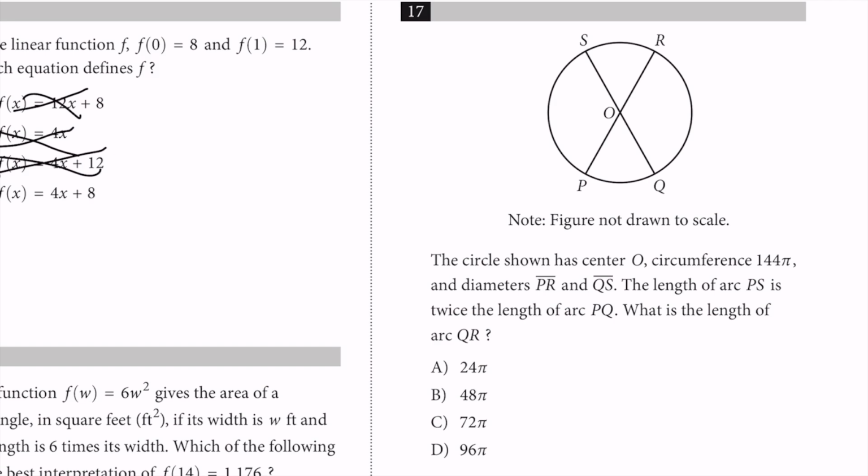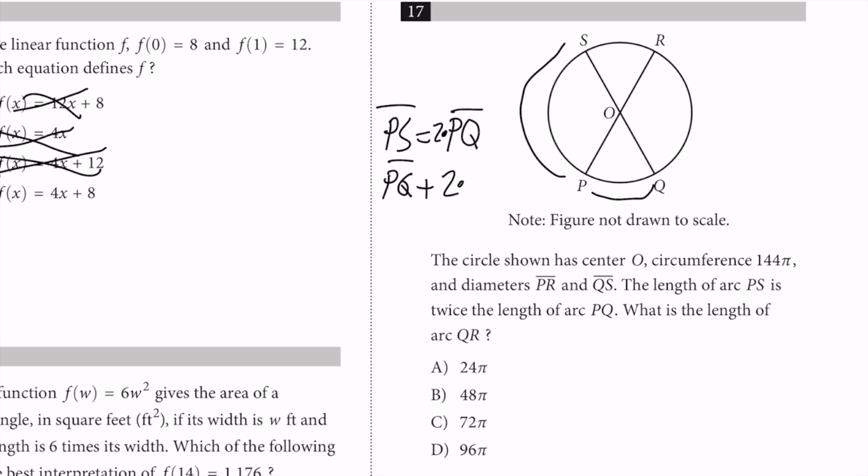We know that the length of arc PS is equal to PQ times 2. And because this is formed from a line through the circle, we know that's equal to half of the arc. So therefore, we know that PQ plus 2 times PQ is going to be equal to 72 pi.